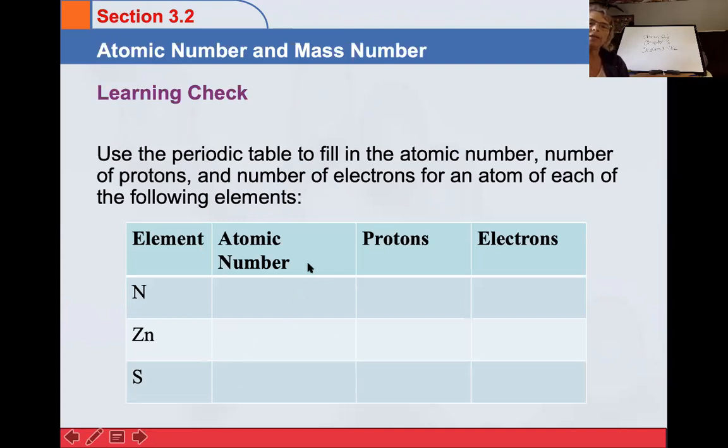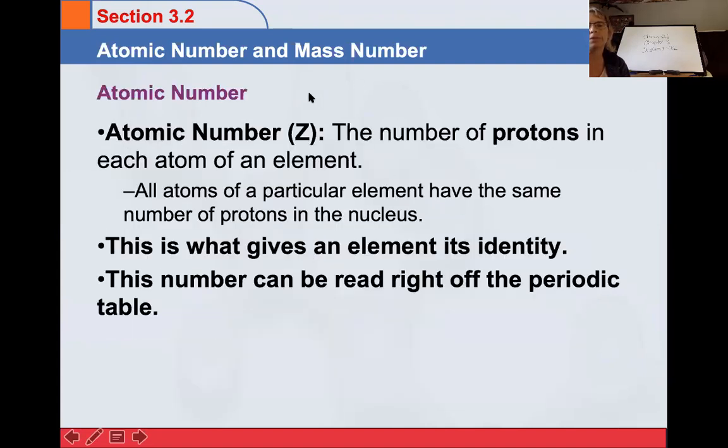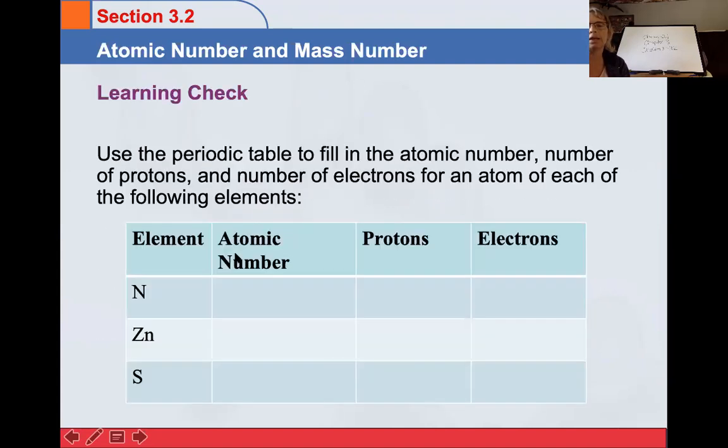And then based on that atomic number and what you know about the atomic number from this page, fill in the number of protons in that atom of that element and the number of electrons in an atom of that element. And remember, always pause your recording and make sure you do these learning checks and don't just go on to look at the answers.